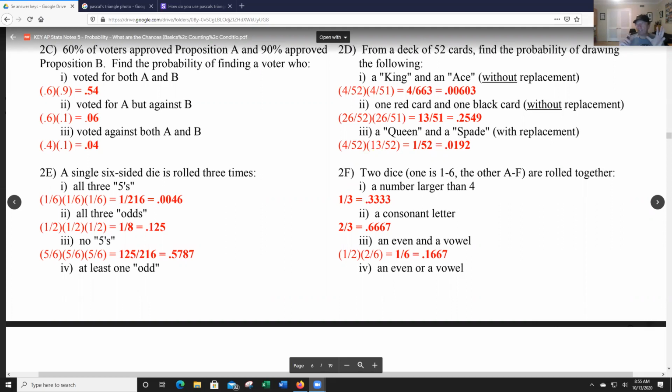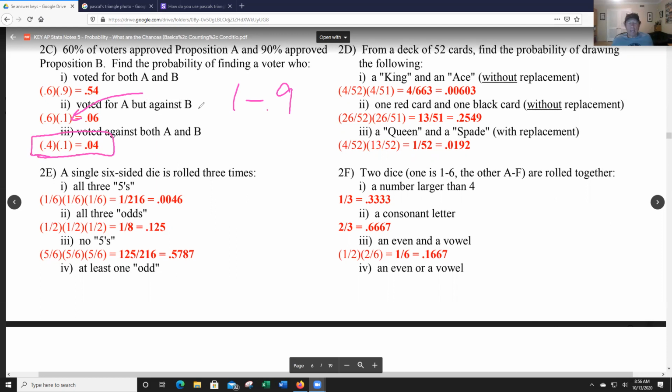Now, I didn't write this. Let's assume that the votes are independent so we can multiply, okay? And it's all kind of written out for you here, so it's pretty easy. For both A and B, that would be 0.6 times 0.9, assuming they're independent. Voted for A, but against B. This is where you're going to use the complement. Okay, you can see right here that voting for A is 0.6. Voting against B would be 1 minus 0.9. Okay, 1 minus 0.9. That's the complement. Okay, and voting against them both, you would take the complement of both. Okay, and then multiply it.